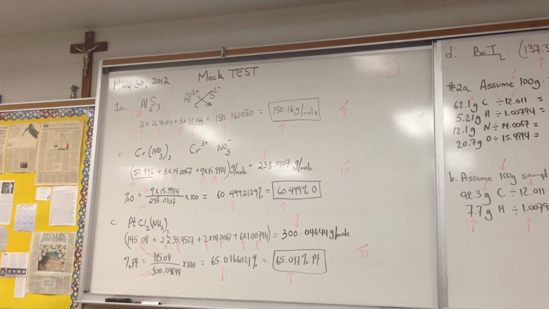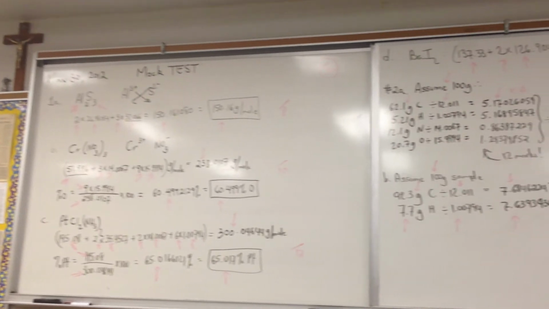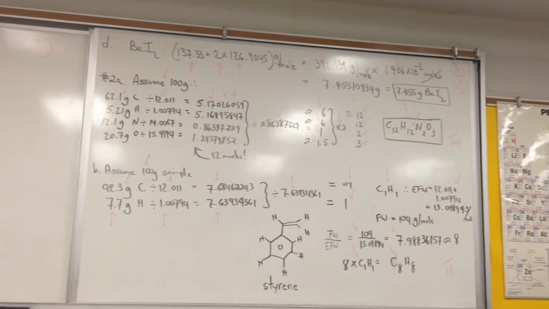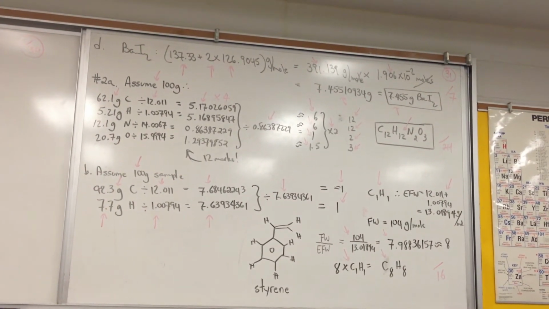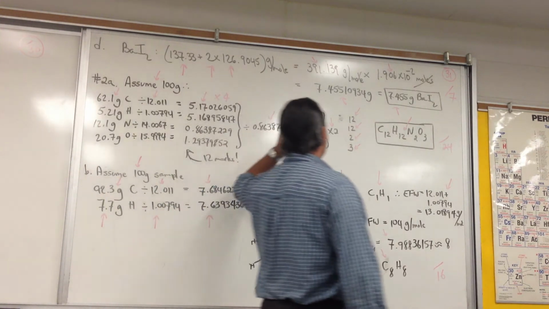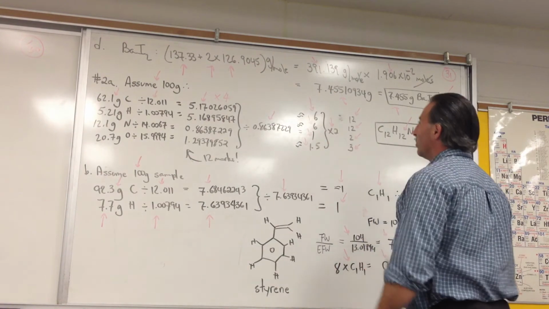In question D, we're asked to find how many grams of barium iodide are found in 1.906 times 10 to the -2 moles of barium iodide. So we first find the molar mass of barium iodide, which is listed here. It's 391 grams per mole.